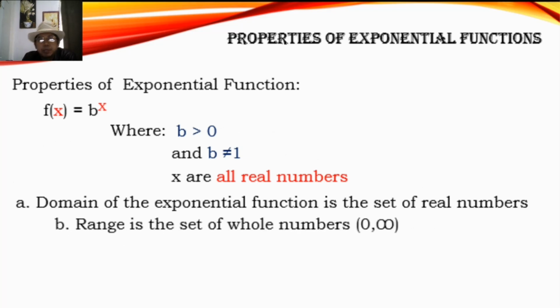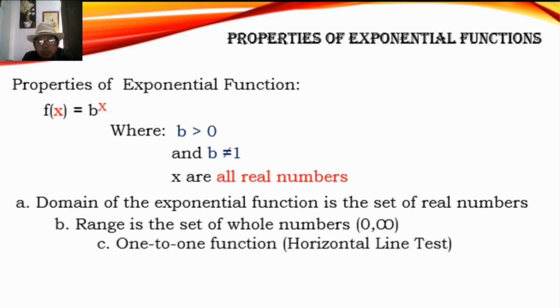Another property is that the range is the set of numbers that starts from 0 to positive infinity. Another one is that an exponential function is considered to be a one-to-one function. For a one-to-one function, we make use of the horizontal line test, wherein you will notice that the horizontal line passes through only one intersection.